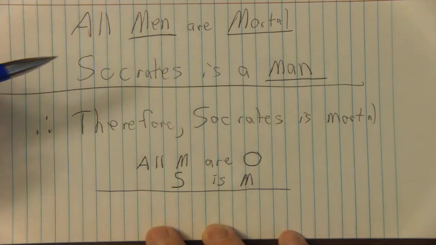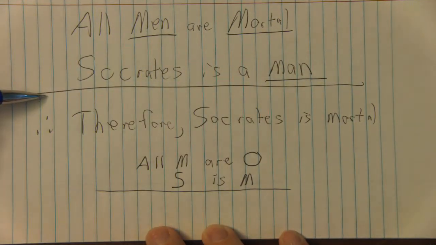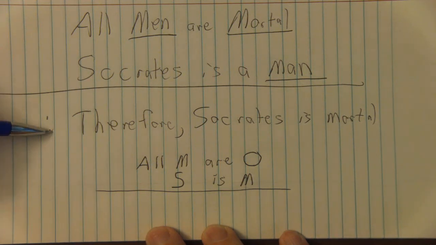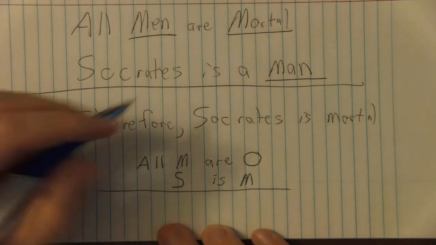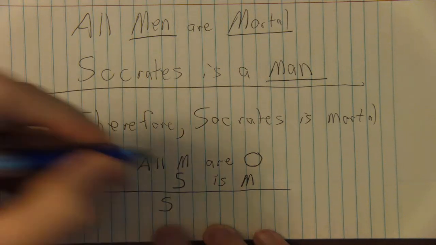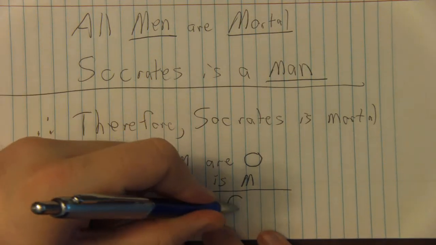Conclusion. So we could use a line to represent therefore. We could write the word therefore, or we can use three dots. Any of those means therefore. The inference is drawn. Therefore, Socrates is mortal.